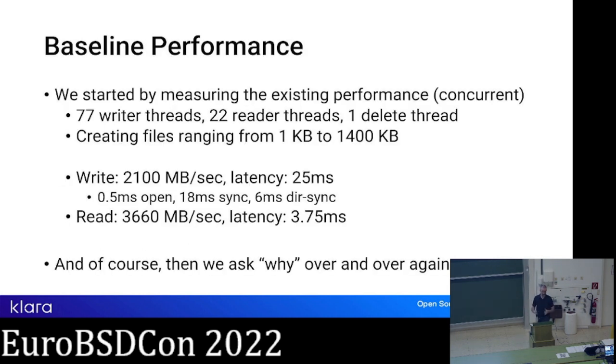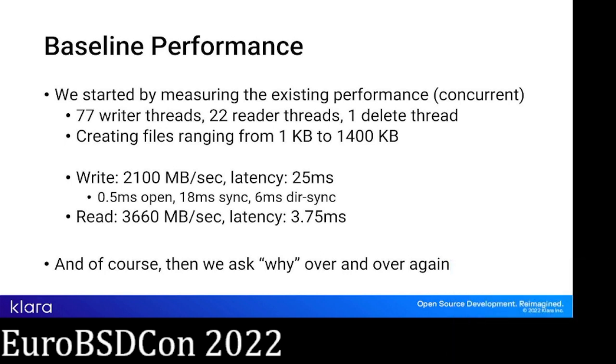So we started using a benchmarking tool they wrote in Go that was basically using 77 writer threads, 22 reader threads, and one delete thread on randomly sized files between 1 kilobyte and about 1,400 kilobytes. And we saw that the most, writing to both pools concurrently, the most they could do was about 2 and a bit gigabytes per second of writes, and each write had a latency of about 25 milliseconds.